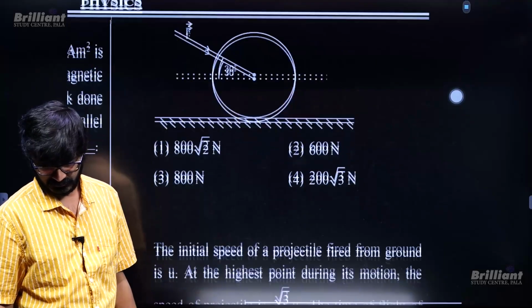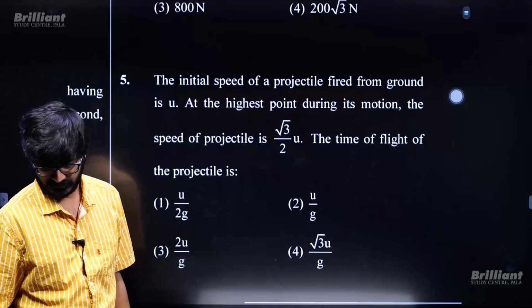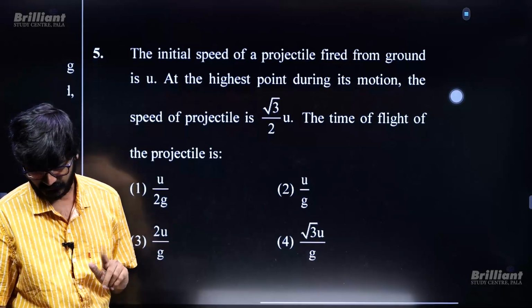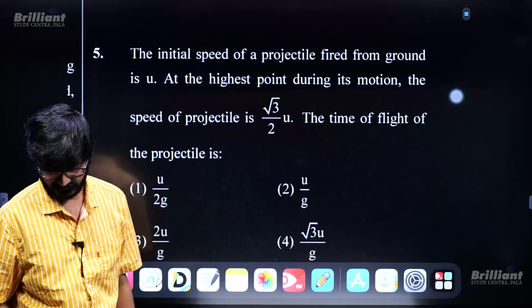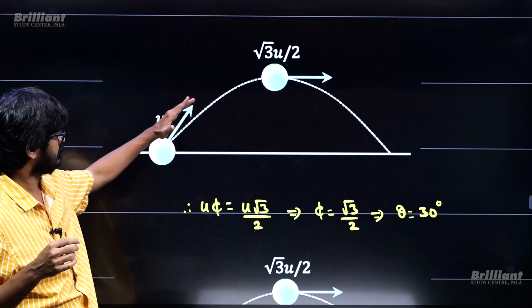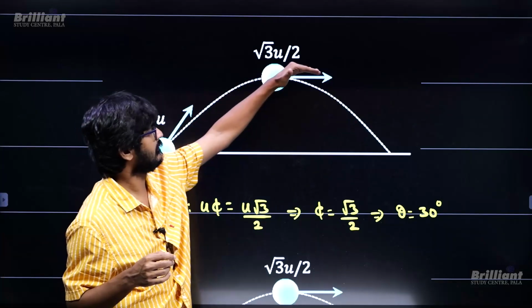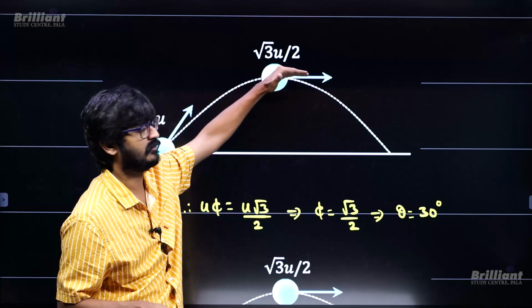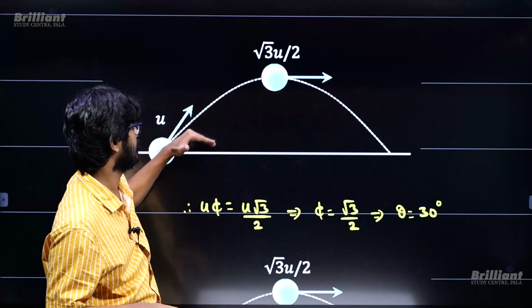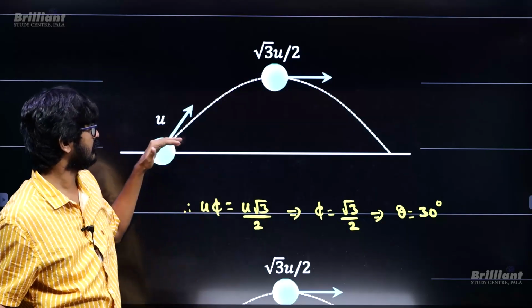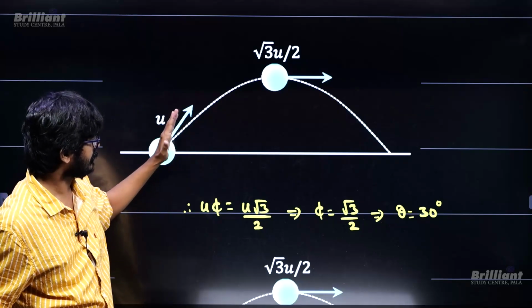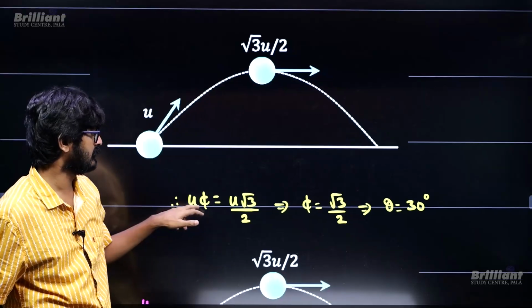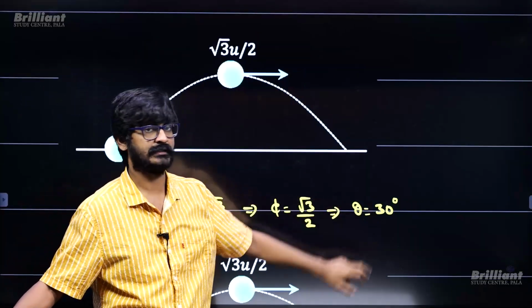The next one, initial speed of projectile is u. At the highest point it is root 3 by 2 u, the time of flight of the projectile. Initial velocity is u, and at maximum height it is root 3 by 2 u. So at the topmost point velocity is going to be only horizontal, and horizontal component is going to remain same. So what can I say? If the angle is theta, then I can say u cos theta is root 3 u by 2, because horizontal component is going to remain same. So from here I will be getting theta is 30 degrees.